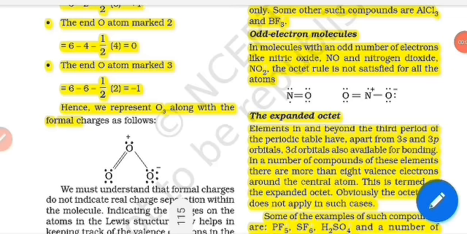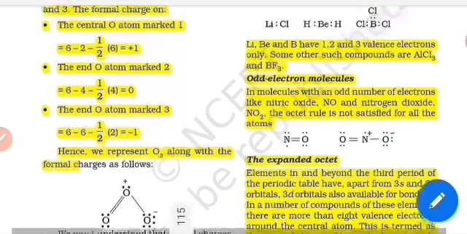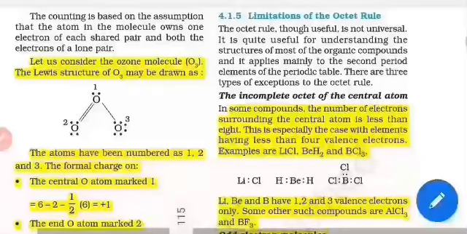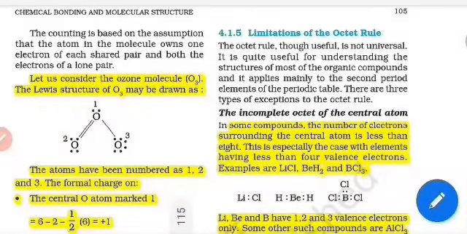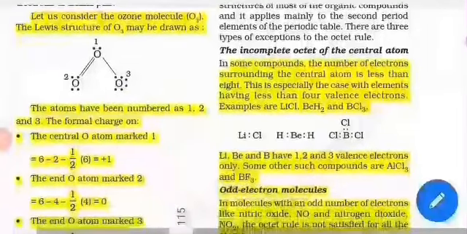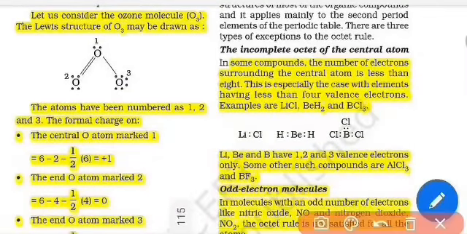So just now we have discussed that to complete the octet, atoms combine with each other either by gaining or losing their electrons or by sharing their electrons. Atoms combine with each other to complete their octet, meaning they want to complete 8 electrons in their outermost shell. But there are some limitations of this rule. First limitation, the incomplete octet of the central atom. In some compounds, the number of electrons surrounding the central atom is less than 8.